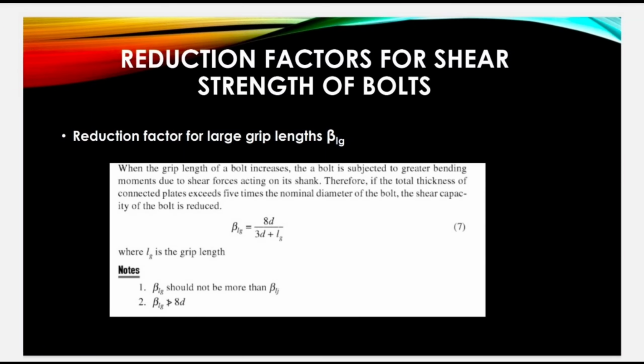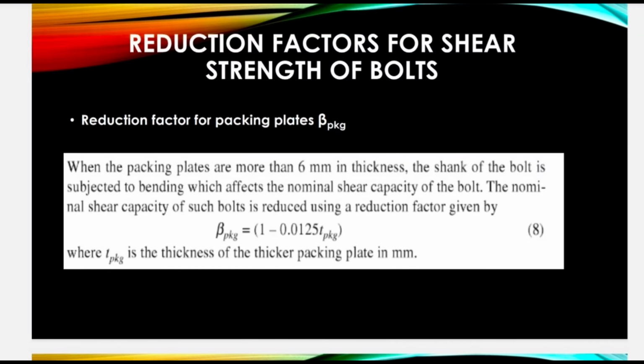There is also a reduction for a large grip length. When the grip length is large, the bolt is subjected to greater bending moment due to the shear force acting on the shank. Therefore the total thickness of the connected plates is limited. For example, the grip length and the reduction factor for shear strength of the bolts. When packing plates more than 6 mm thick are used, the shank of the bolt is subjected to bending, which affects the nominal shear capacity of the bolt.